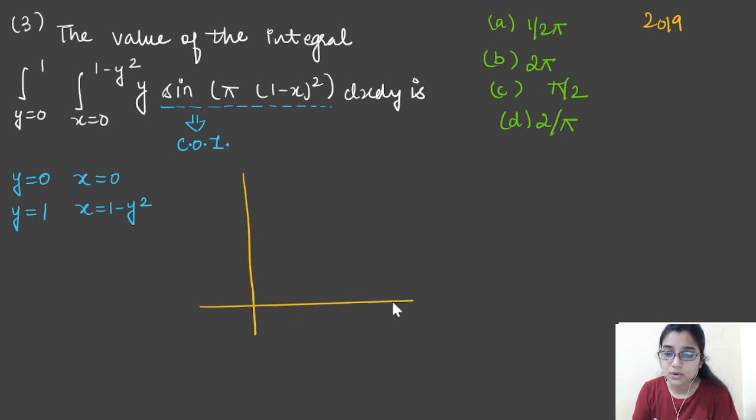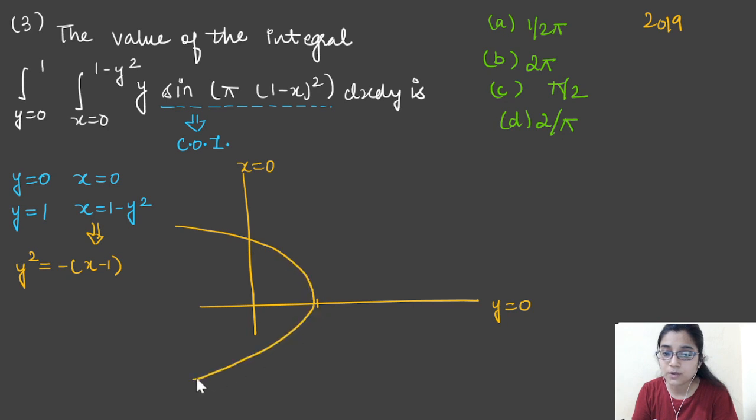So this is going to be our x equal to 0, this is y equal to 0, and you see that this is a parabola. This is your y square is equal to minus x minus 1. I hope all of you can see this. I just transferred this y square this side and this x this side. So this is going to be a parabola whose vertex is going to be (1, 0), and it will be like this because we have a negative sign over here.